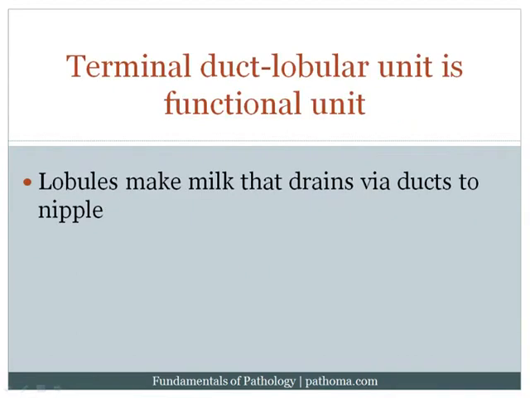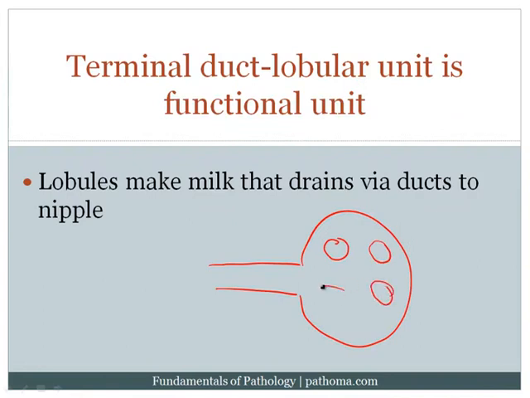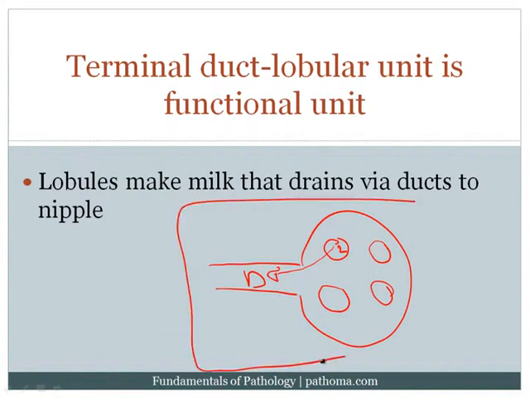Now, the functional unit of the breast histologically is called the terminal duct lobular unit. The idea here is that you've got this duct, and this duct feeds into something called a lobule, and the lobule contains these little glandular spaces, and these little glandular spaces make milk. So this is the lobule, and this is the duct. It's the job of the lobule to make milk, and then it's the job of the duct to drain that milk out to the nipple. And this functional unit, this entire thing, is the terminal duct, the very end of the duct, and this is the lobule. So that's called the TDLU, or the terminal duct lobular unit.